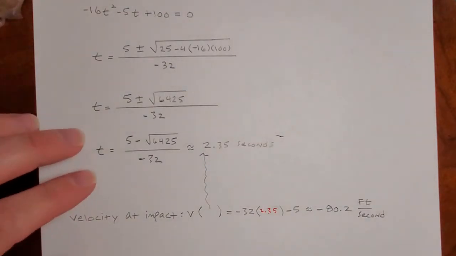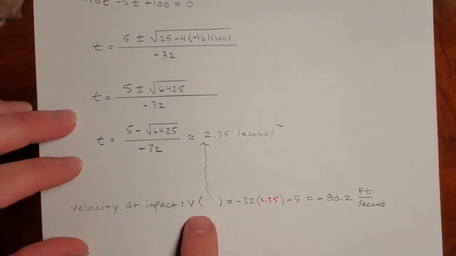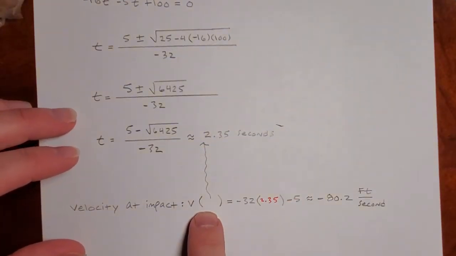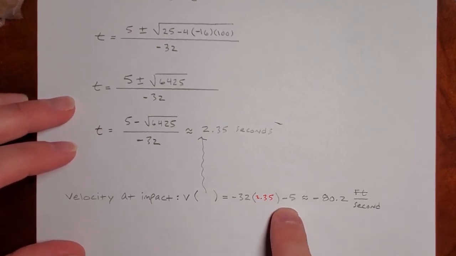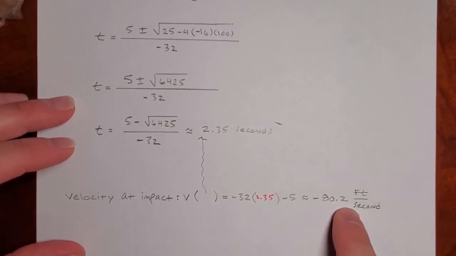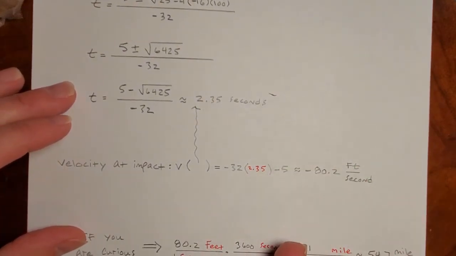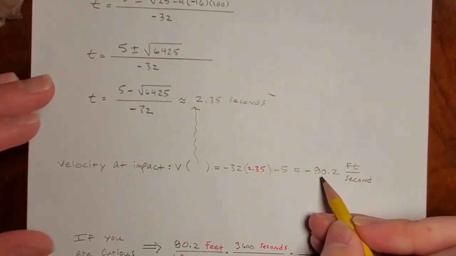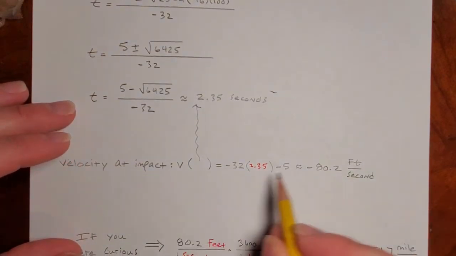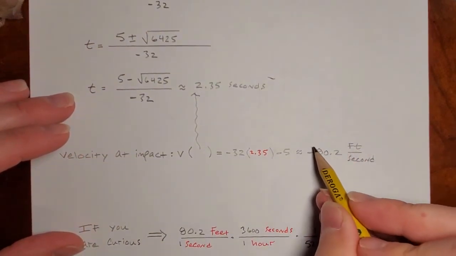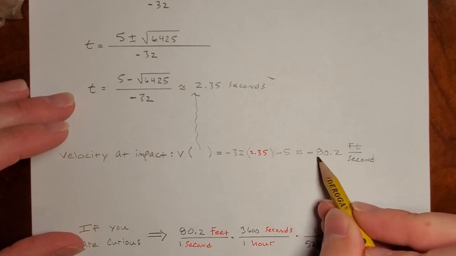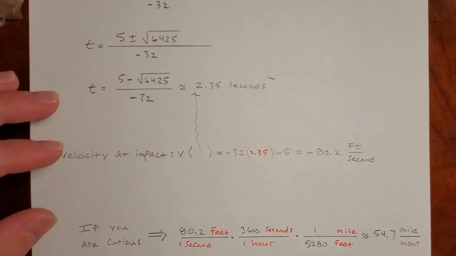So it hits the ground when t is 2.35 seconds. Put that into that formula or function for velocity. There you go. It's like negative 80.2 feet per second. What does the negative mean? Well, it means it's moving downward, okay, 80.2 feet per second. Remember, velocity gives you two things: direction, downward, and then the speed, 80.2 feet per second.